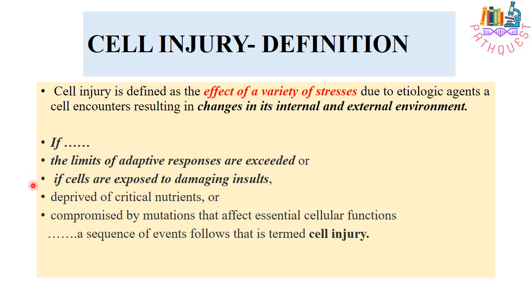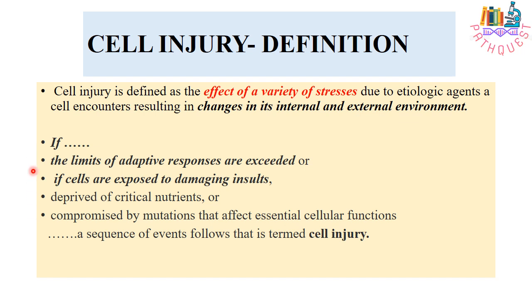Others include if the cells are exposed to damaging insults, if the cell is deprived of critical nutrients which are required for maintaining normal cell structure and function, or if the cell is compromised by mutations that affect essential cellular functions. So if there are mutations which are causing severe damage to the nucleus or nucleolus, it will result in cell injury.